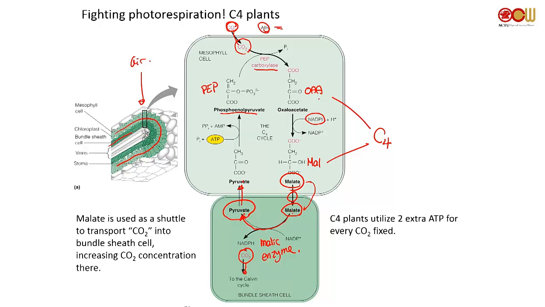So you can think of malate and pyruvate as a little truck, okay, it's a truck that carries CO2 into the cell. Okay, so this is the C4 plant. So malate is used as a shuttle to transport CO2 into the bundle sheath cells, thereby increasing the CO2 concentration here. Okay, so it's a mechanism in which you concentrate CO2. Okay, you increase the CO2 concentration. Okay, and this is C4 plant.